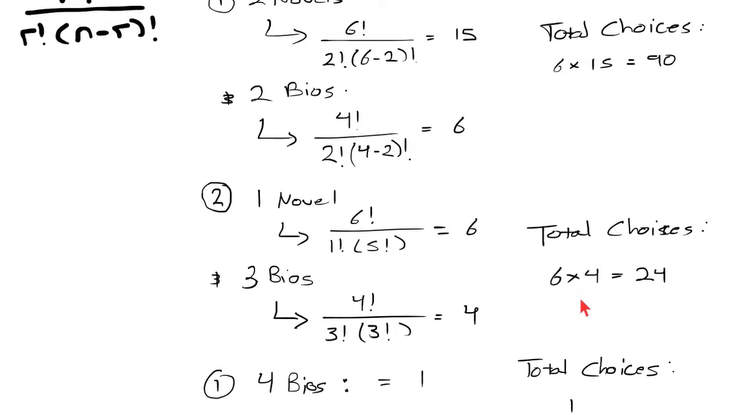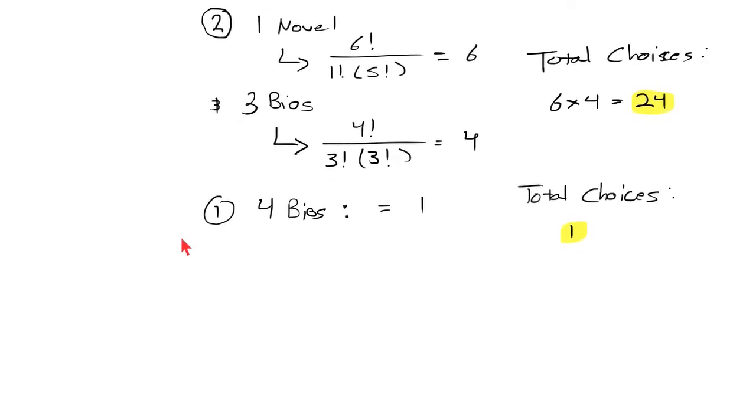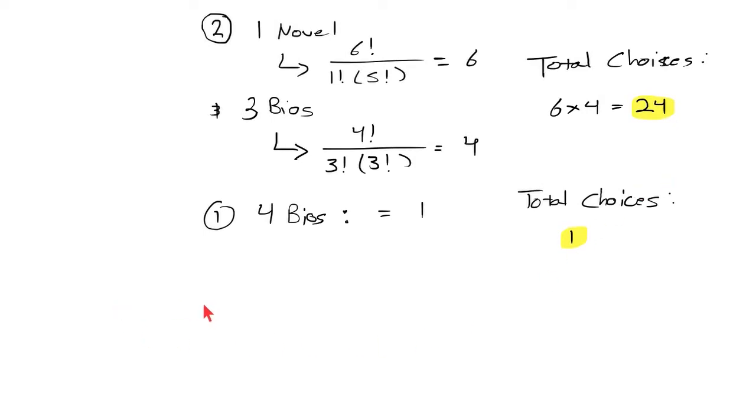So we've laid out that we have 90 in this situation, 24 in this situation, and 1 in this situation. So across the 3 situations, we have a total of 1 plus 24 plus 90, equal to 115 total possibilities.